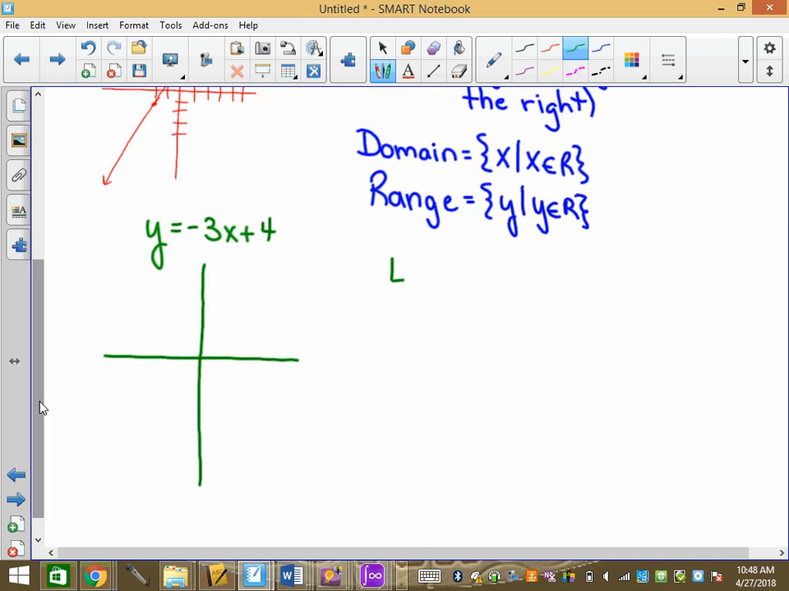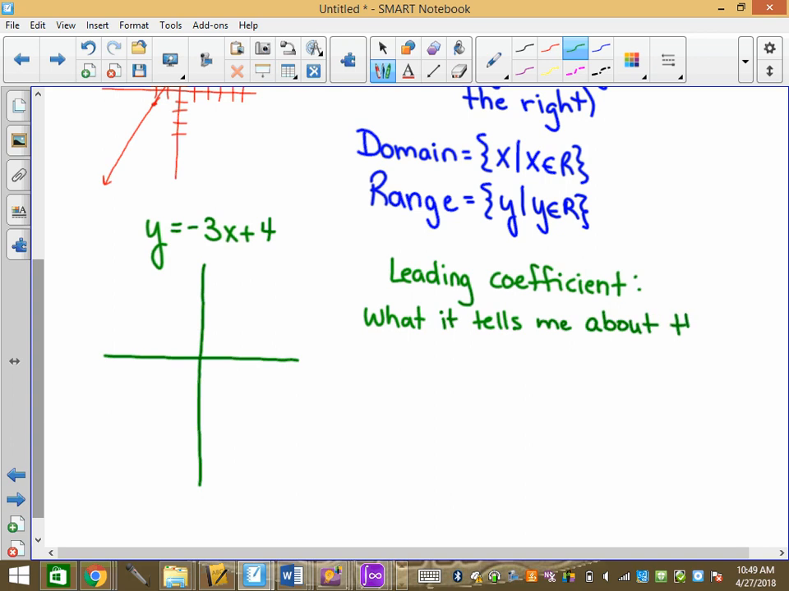I want you to tell me the leading coefficient, what it tells me about the graph, the y-intercept, the domain, and the range.